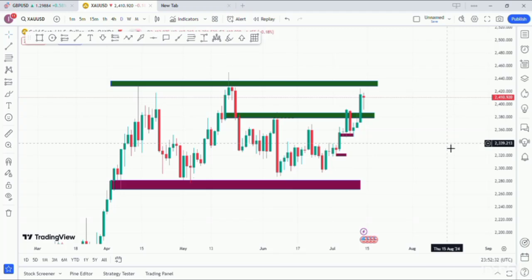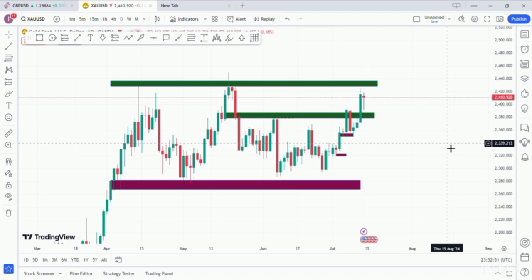Alright guys, welcome back. So this is XAU USD on the daily time frame. Just like we did on GBP USD, we'll be doing a top-down analysis from the daily time frame down to the 1 hour time frame, so as to see some key zones and key areas we need to pay close attention to for the coming week.